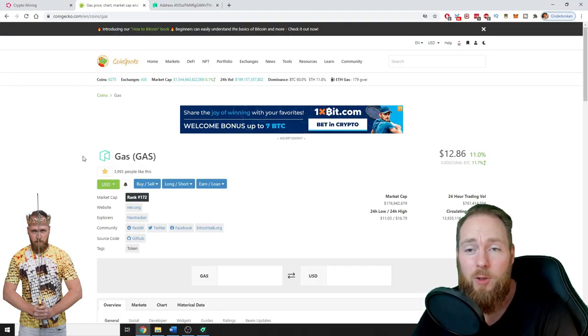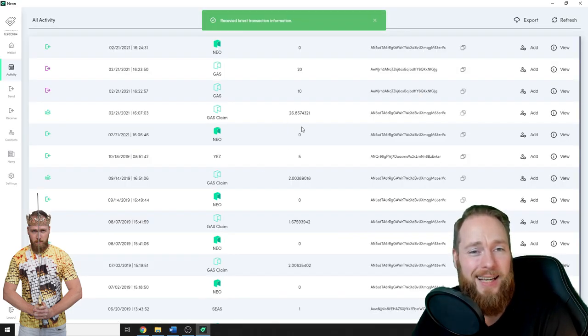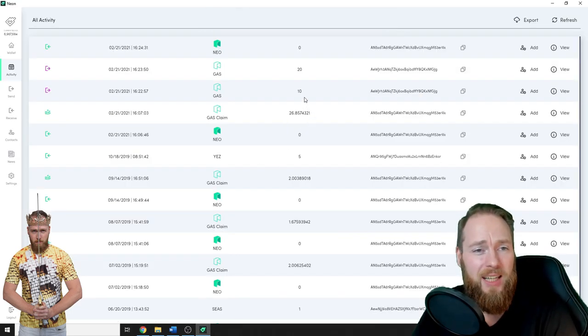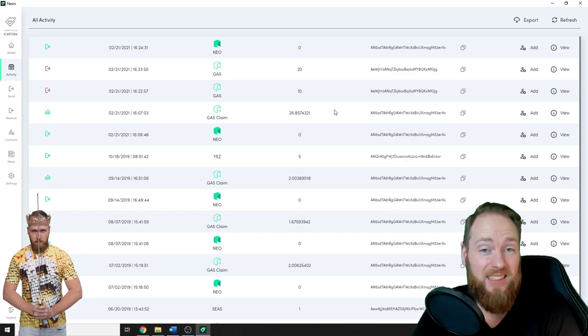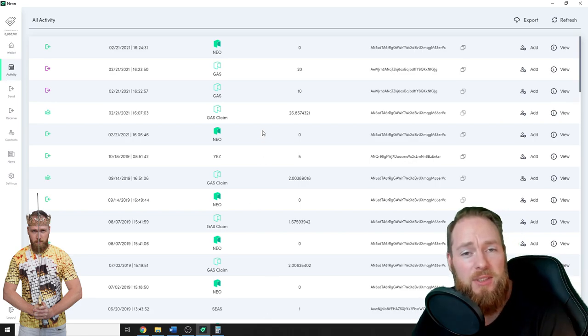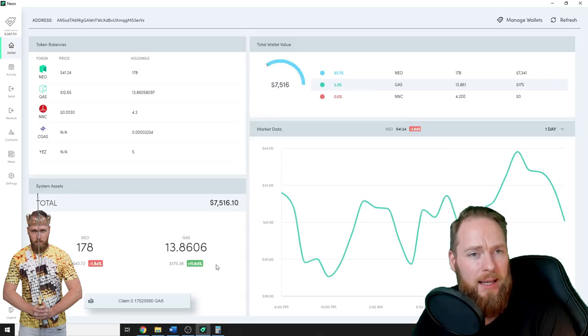So gas is almost at $13 now. So for me, it's the ideal moment to sell because before gas was like not even $1. So I'm not gonna sell my precious gas for a dollar. So I claimed 26 here. So this was the first time I sold any gas. So I sold 30 gas and I still have 13 gas left.